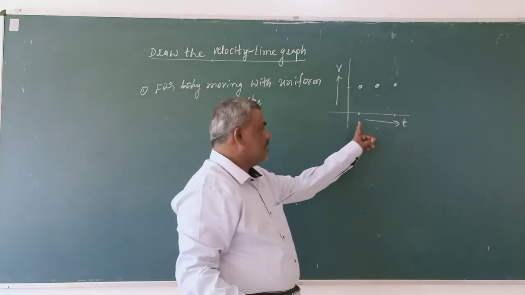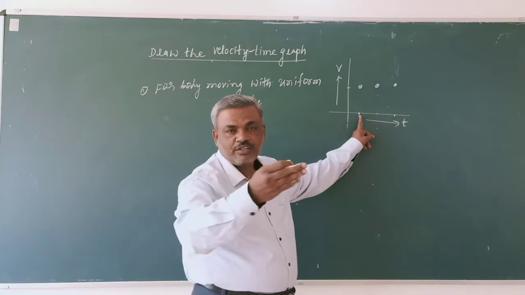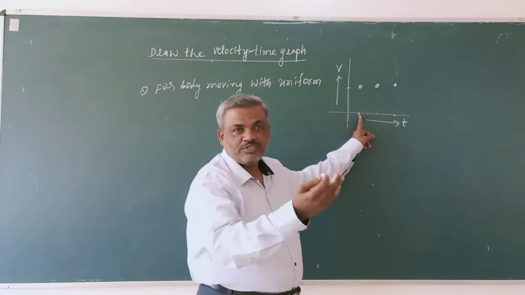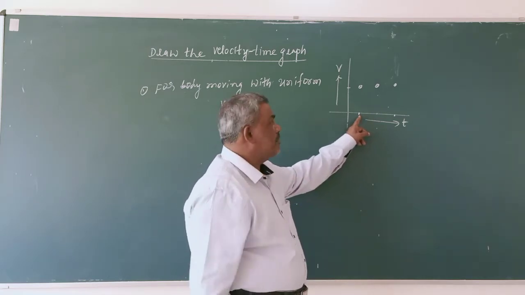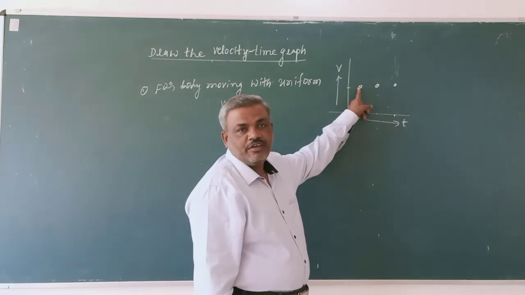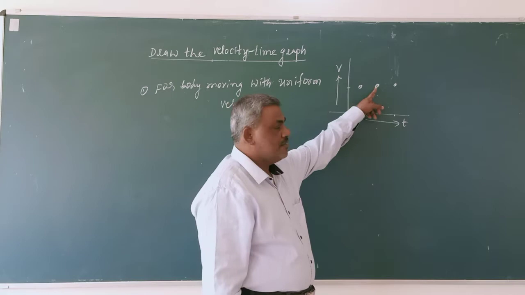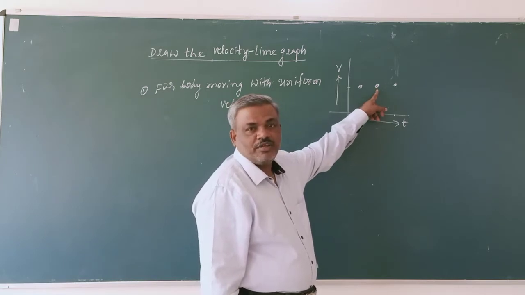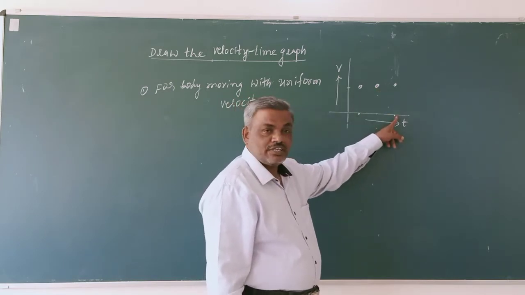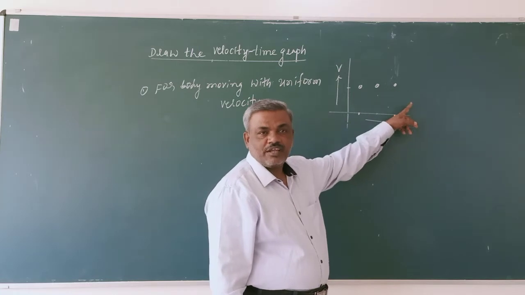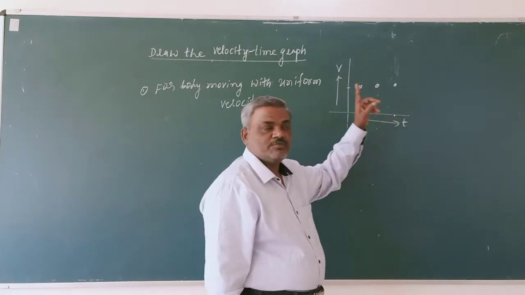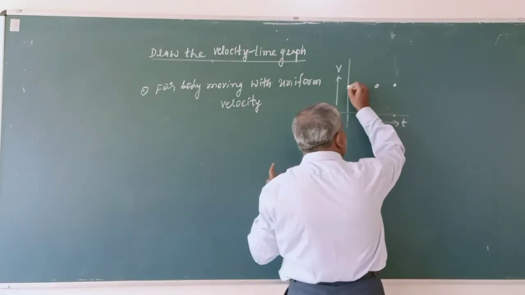Now look at the board here. A vehicle is moving on the road. After 2 seconds, the vehicle maintains maybe 20 meters per second. After 4 seconds, the same 20 meters per second. At 6 seconds, 20 meters per second. At 8 seconds, 20 meters per second. So now join this line.